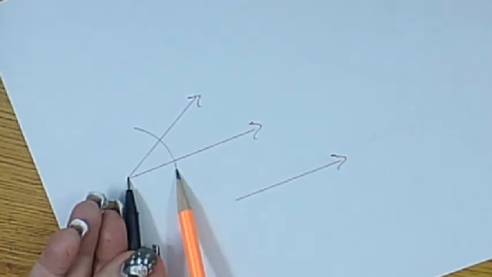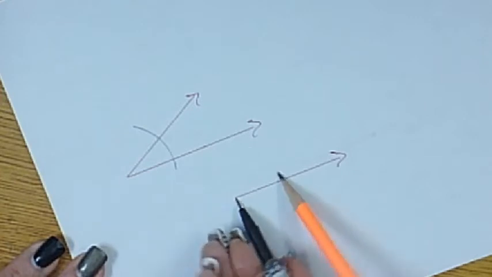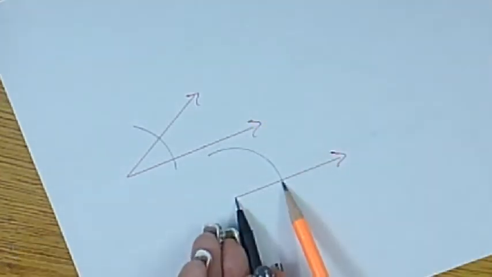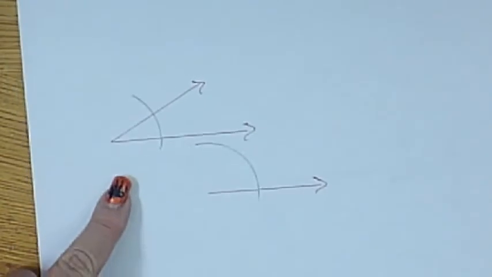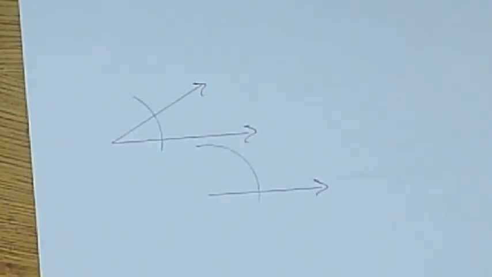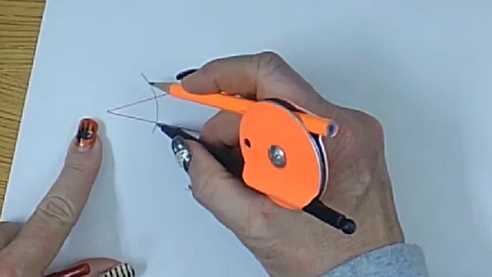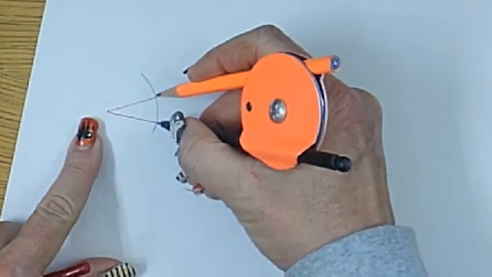Okay, now I need to do that same thing to my ray. So I'm going to go to the end point of my ray, and I'm going to overemphasize that arc. Okay, we good? Okay, I need to make the other side of that angle. So I'm going to go to where the arcs cross the 2 sides, or the 2 rays.